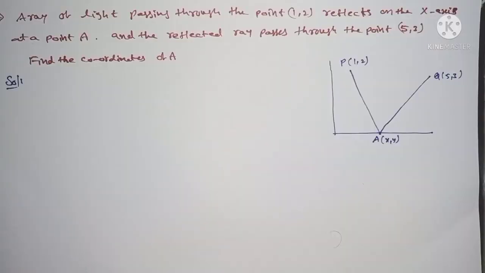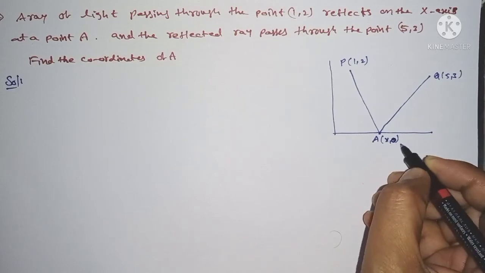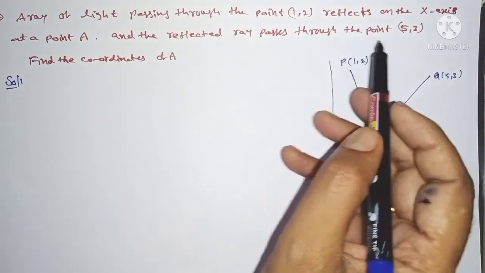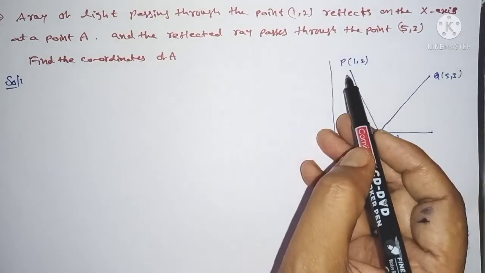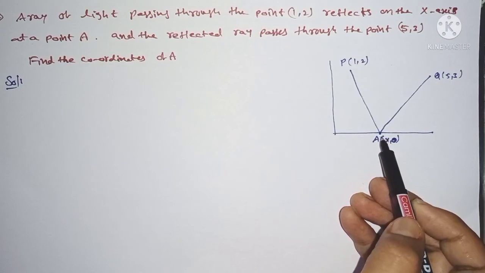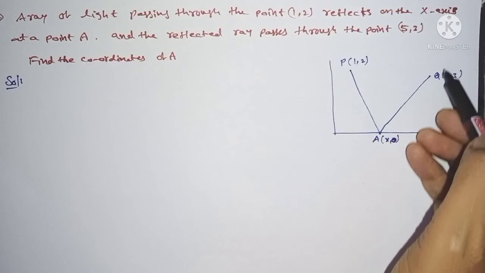A ray of light passing through the point 1 comma 2 reflects on the x-axis at a point A. X-axis means you can take here x comma 0 only. X comma 0, y coordinate is 0. And the reflected ray is passing through the point 5 comma 3. It is the first ray and reflected at a point, and this reflected ray goes this side only.